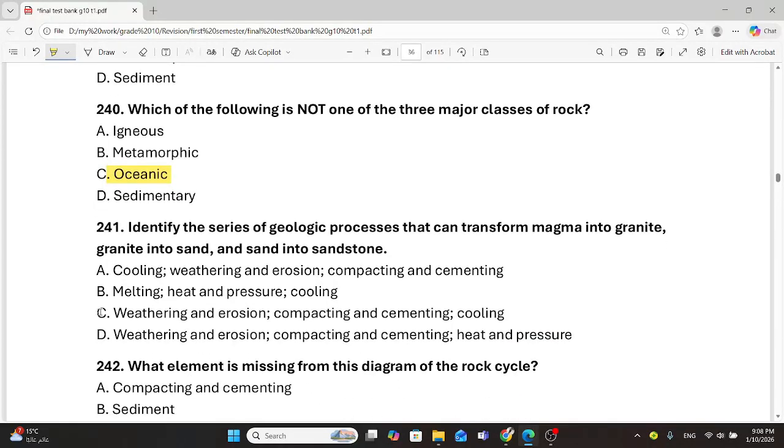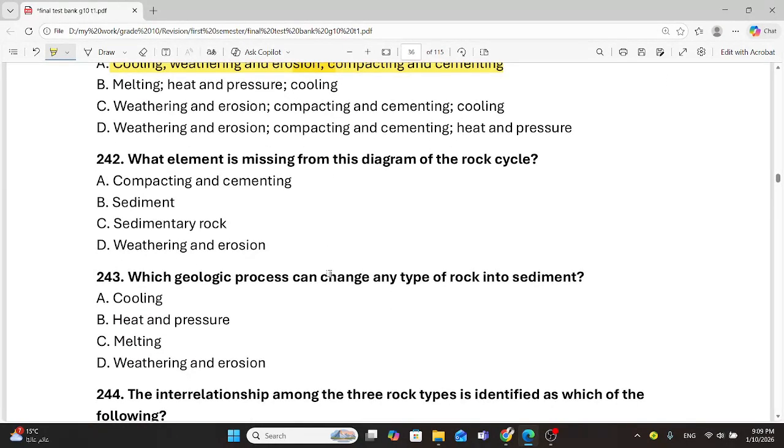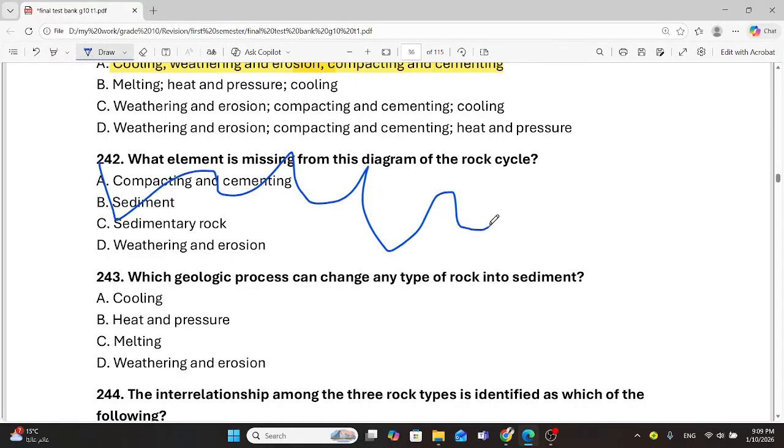Identify the series of geological processes that can transform magma into granite, granite into sand, and sand into sandstone. طيب هنعمل الأول الماجما into granite by cooling. طيب الجرانيت into sand, weathering and erosion، وبعد كده compacting and cementing عشان يبقى sandstone. يعني هتبقى ايه؟ What element is missing from this diagram of the rock cycle? طيب مفيش diagram والراجل مجابهولناش.